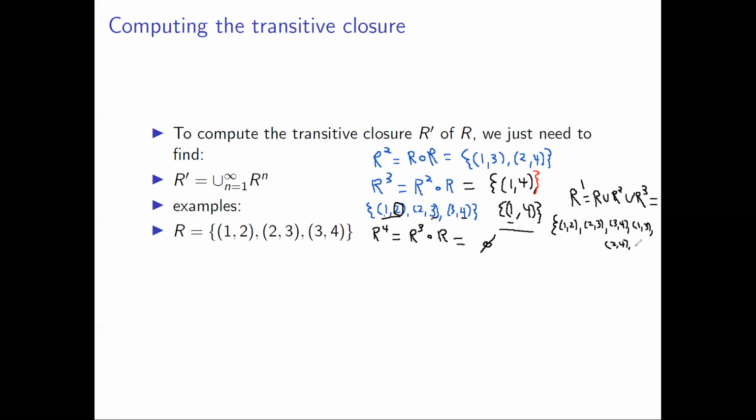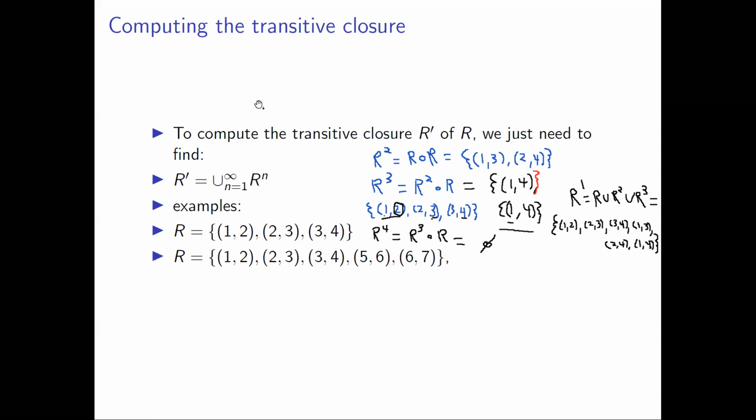And then we have that 1, 4 from R cubed. And that is it. So our transitive closure has 6 elements. Let's look at another one. So here's a larger R. So maybe I'll do its transitive closure up at the top.